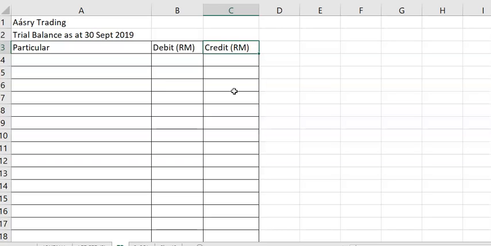For any trial balance, whenever you have a trial balance, always remember that the debit side will have assets, drawings, and expenses, always on the debit side. However, any capital, liability, and revenue must be on the credit side.